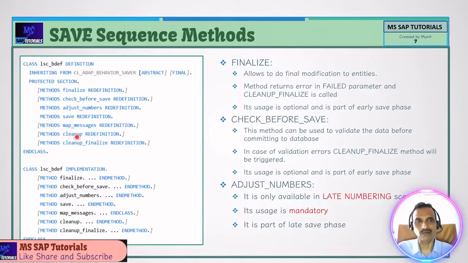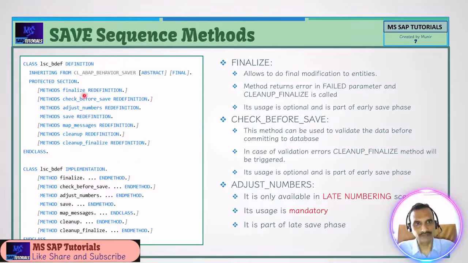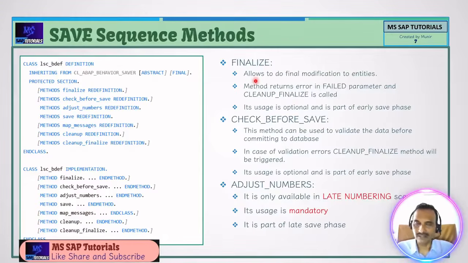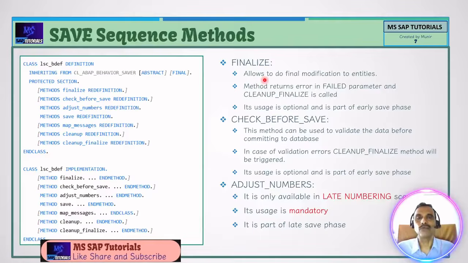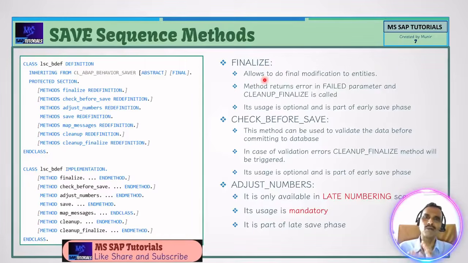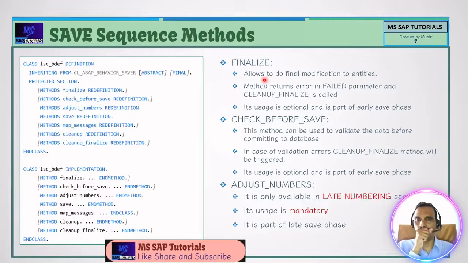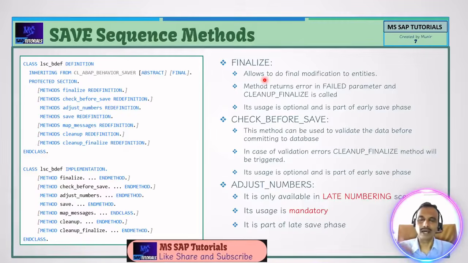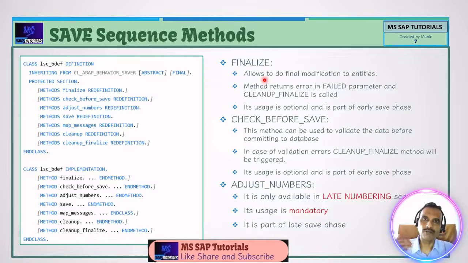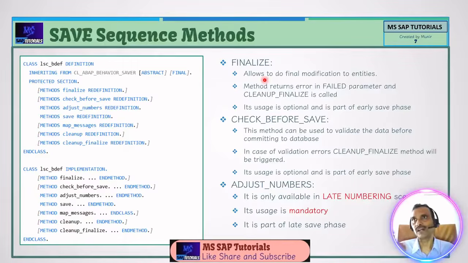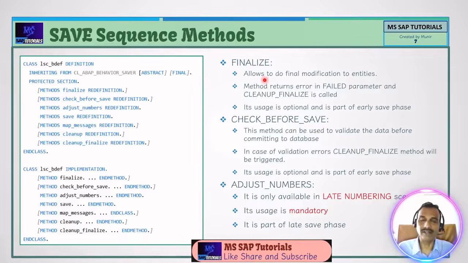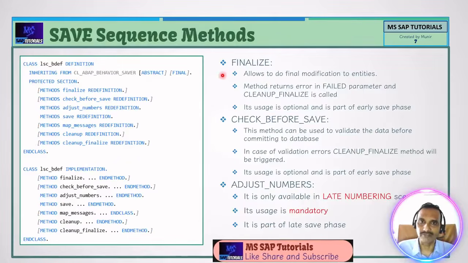So cleanup will be called once this data is saved, and cleanup finalize will be called if there is any inconsistency in the data during the finalize or check before save. Now, what does the finalize method allow us to do? It will allow us to do any final modification to the entity that we are trying to save. Say, for example, in our case, if we want to calculate our age, we can do it in our finalize method.